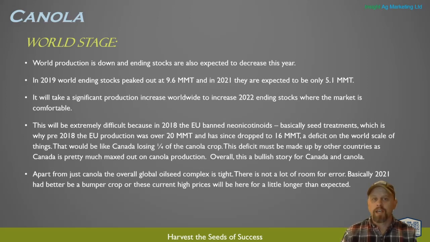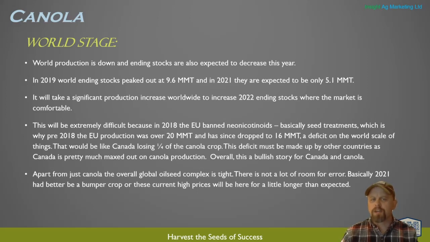So it's going to take a significant production increase worldwide to increase the 2022 ending stocks to where the market is actually comfortable. Once the market is comfortable, it doesn't have the same extremes in the volatility, right? Because it's a stable market. There's lots of a buffer built in, right?